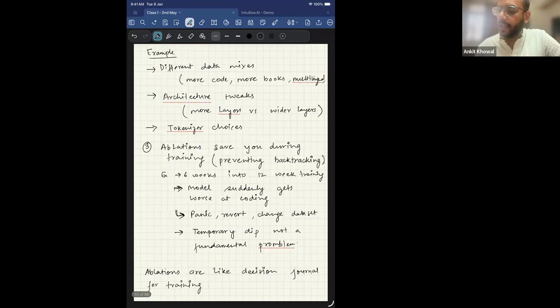What happens is, let's say, for example, you want to train the model more on code, more on books, or more on multilingual data, based on what the core capability of the model should be, right? We saw that there are different families of models. Some are good at reasoning, some at video generation, some at audio generation, and some are general purpose models, right?